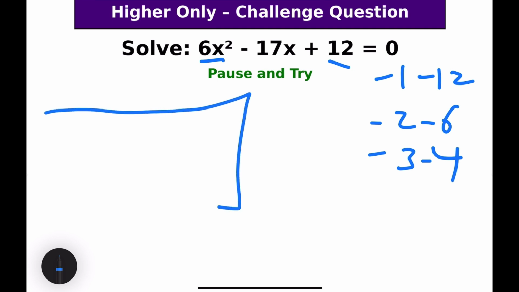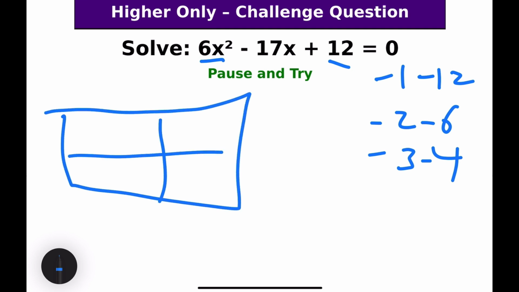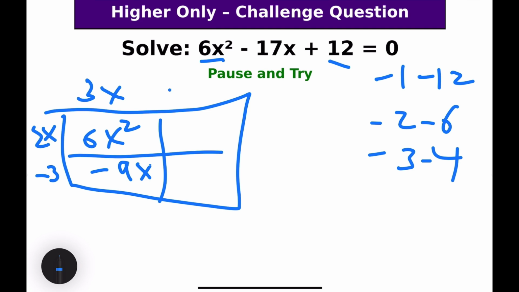So let's draw the box, and I'm going to try 2x and 3x to begin with. So that makes 6x squared. So I'm going to start off to see if minus 3 and minus 4 works. So if we have the minus 3 here, we're going to get negative 9x. And if we have the minus 4 here, we're going to get minus 8x. And if you add those together, you get minus 17x, and they multiply together to make 12.